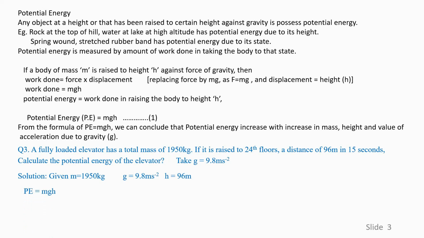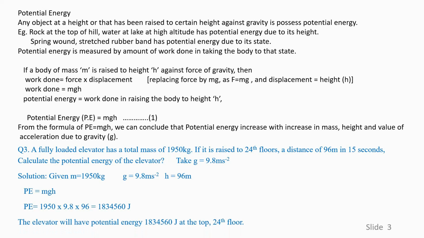Potential energy is given as mgh. When you substitute the values, mass is 1950, g is 9.8, times 96 meters height. When you calculate, we get 1834560 joules. That is the potential energy of the elevator that is loaded and kept at 96 meters high. The elevator will have potential energy.